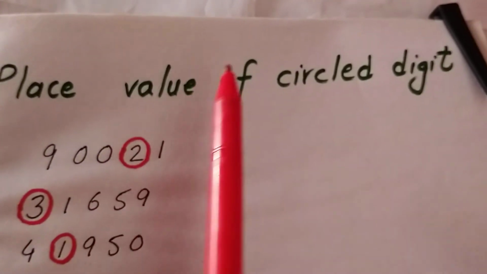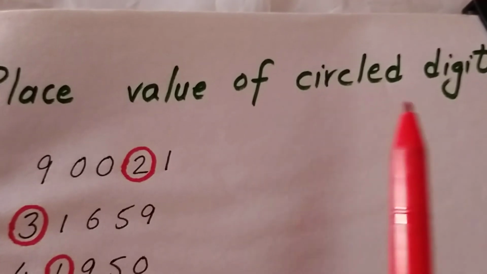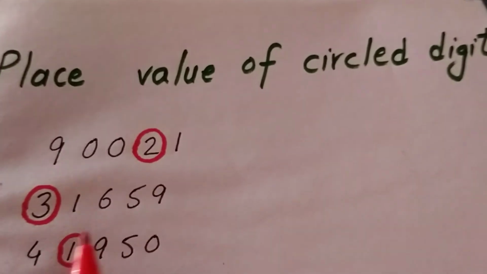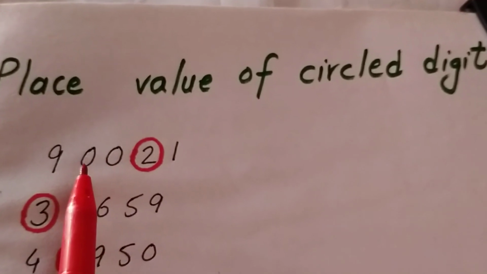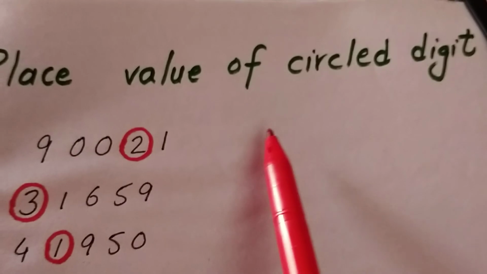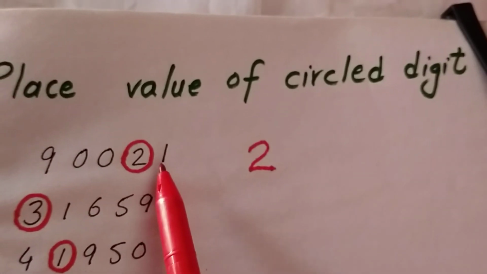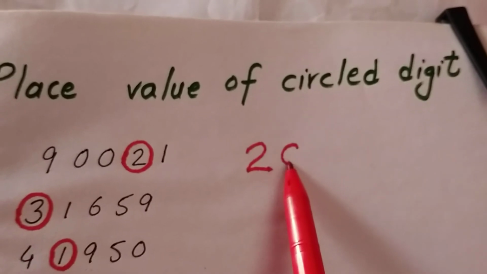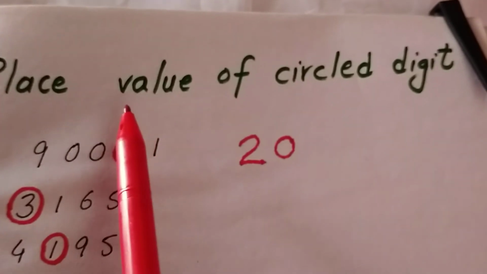Place value of circled digits. Unit, 10, 100, 1000, 10,000. Place value of circled 2: unit, 10, 20, tens.